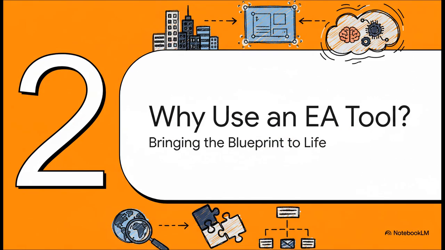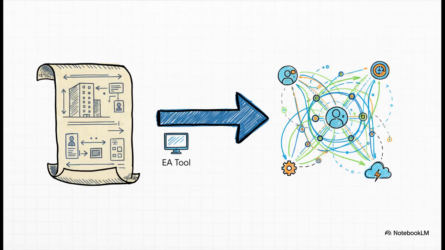Okay, so if EA is the blueprint, you might be thinking, can't I just use a spreadsheet for that? Or maybe some diagrams? Well, you could, but the real question is, why do we need specialized software? And the answer is all about bringing that blueprint to life. Because let's be real, your business doesn't stand still. It's always changing. New projects, new people, new tech. A blueprint you draw up on paper, or one that's just stuck in some diagram file, it's pretty much outdated the second you're done drawing it.